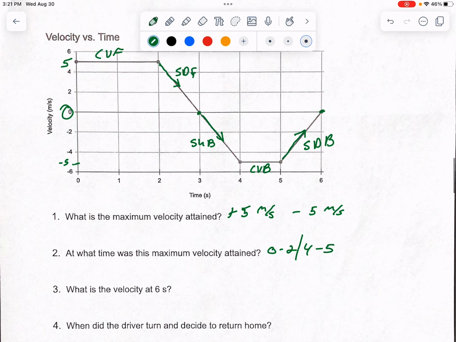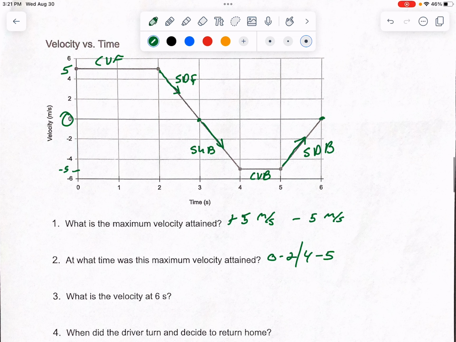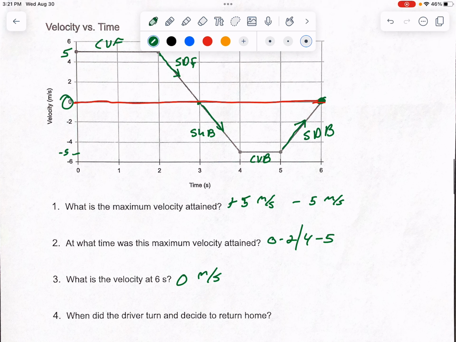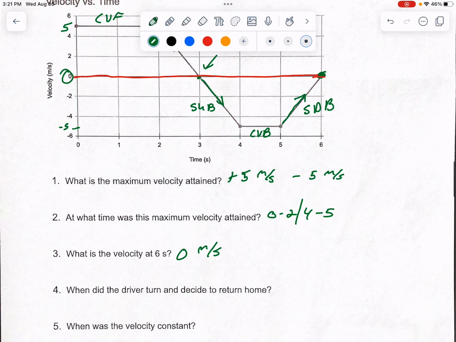What is your velocity at 6 seconds? At 6 seconds, I am right there on the 0 line. So I can go ahead and highlight that 0 line right here. So at 6 seconds, I'm on the 0 line, which means I have a velocity of 0 meters per second. When did the driver turn and decide to return home? That is right here where you crossed the x-axis. So that happened at 3 seconds. You went from a positive velocity to a negative velocity.